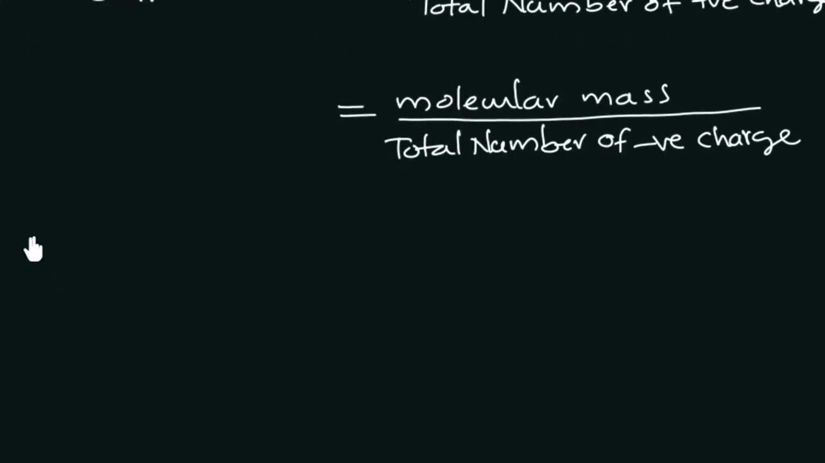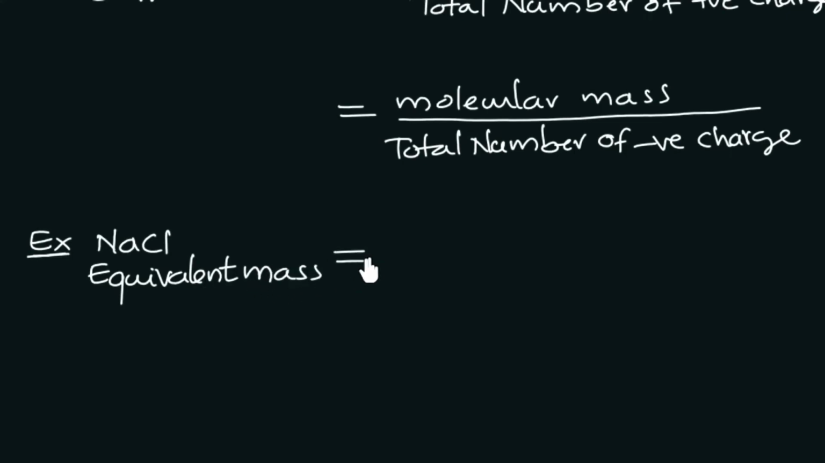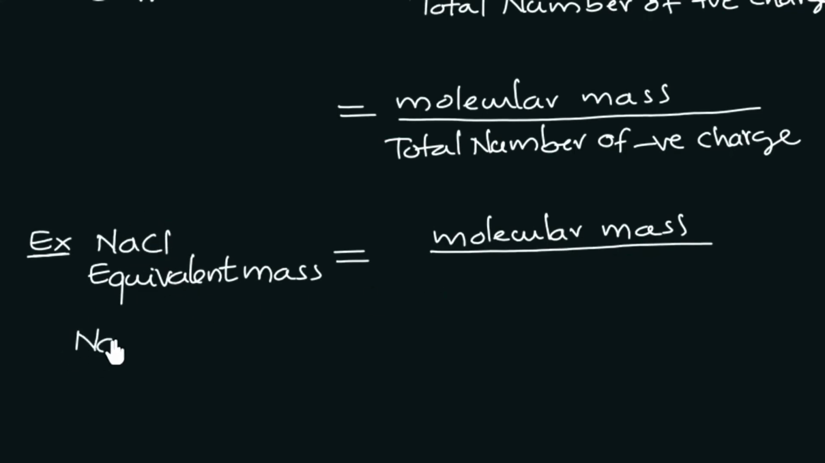We'll take an example here. If I take NaCl, the equivalent mass is equal to the molecular mass whole divided by the number of cations and anions produced. You can write NaCl, when it splits it forms Na plus and Cl minus. The total positive charge in this molecule is plus 1 and total charge on the other is minus 1. So therefore it is divided by 1.